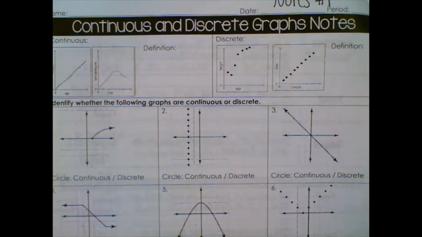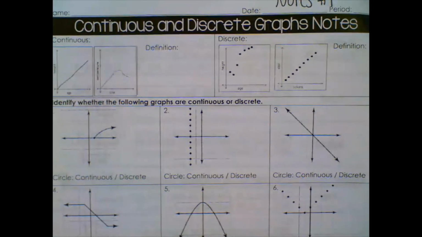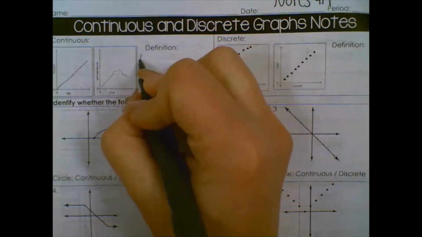Okay, so today we are going to talk about continuous and discrete graphs and how do we know the difference between the two. So first of all, what are they? A continuous graph is a graph that does not have any holes, gaps, or jumps.